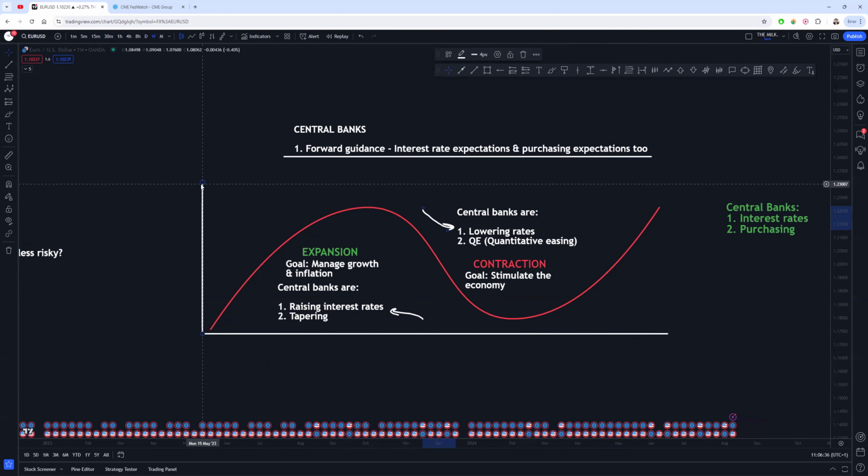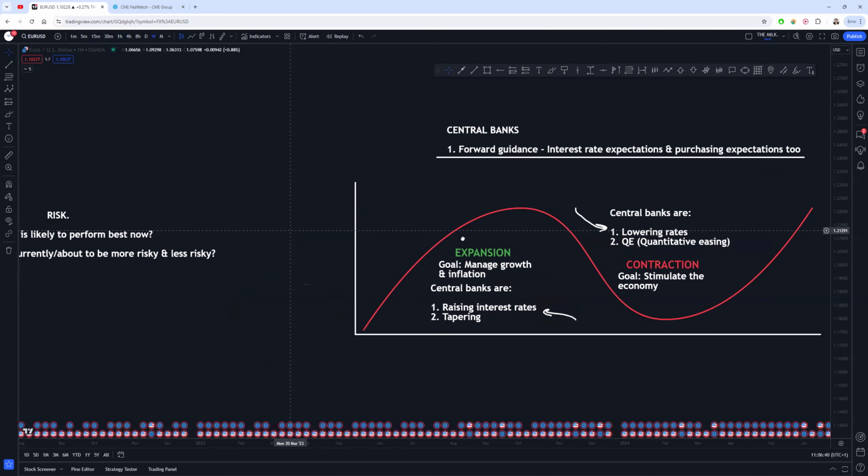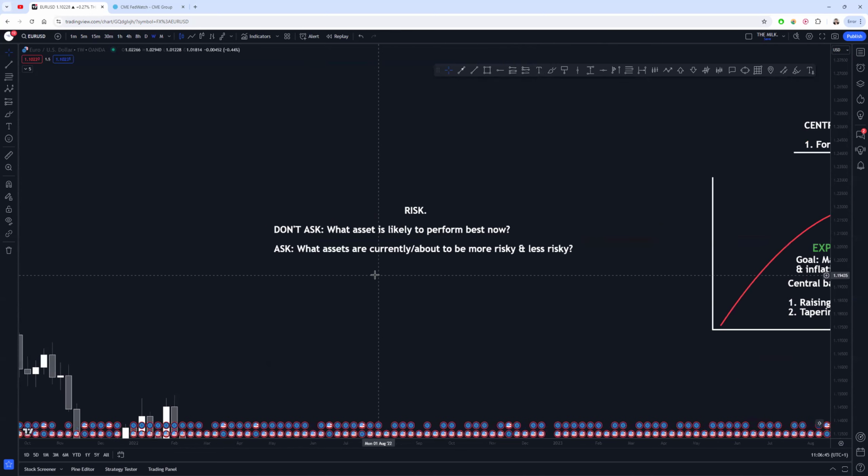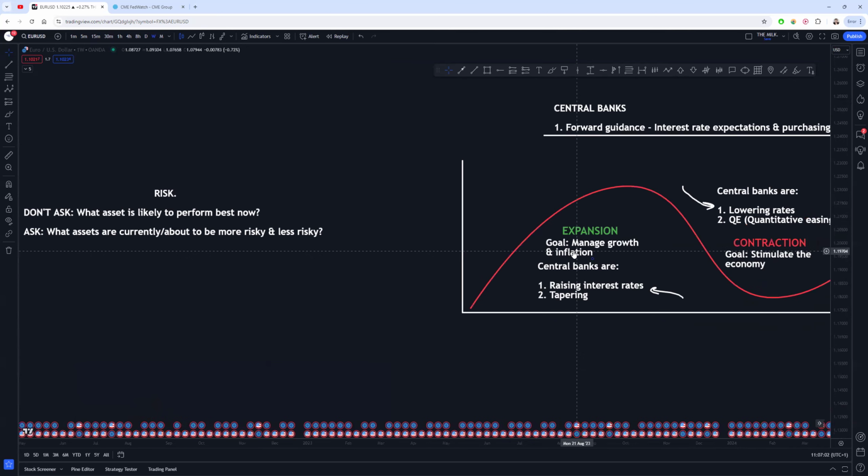So, what does this mean for what could be more risky, what could be less risky? Well, let's go through and think about this. Back to our question here, what assets are likely to be less risky? Because remember, money is going to flow towards less risky assets during a period where interest rates are being lowered. Well, in order to answer that, let's answer it in a bit of a backwards way. What assets performed really, really well during the period of raising interest rates?